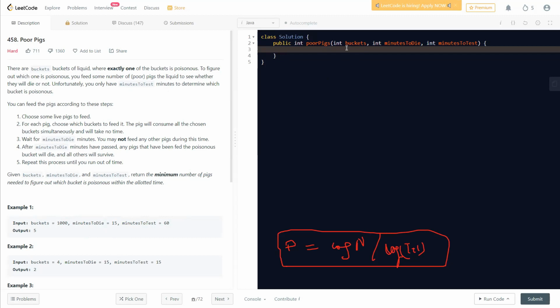So let me write this exact code. Let's write this code and try to run it. First, we need to find the number of trials, which is t. Then we'll simply use this formula. Fine, let's go ahead with that.